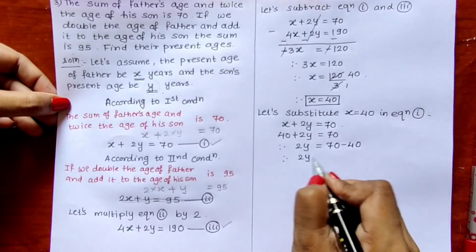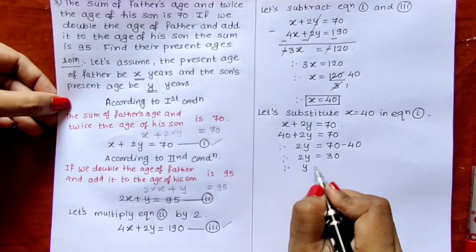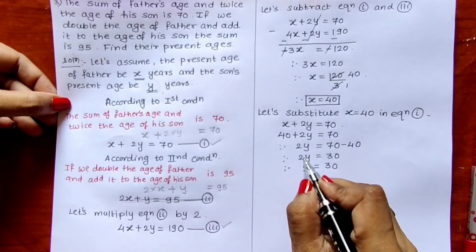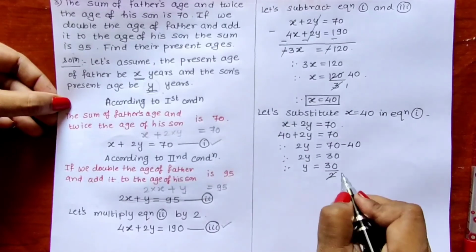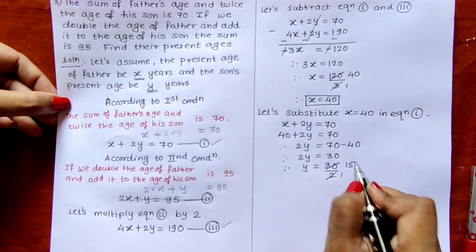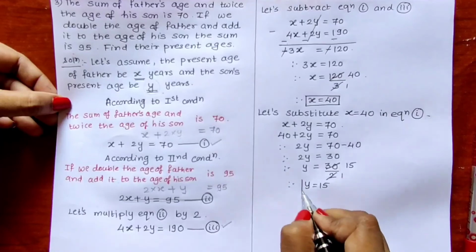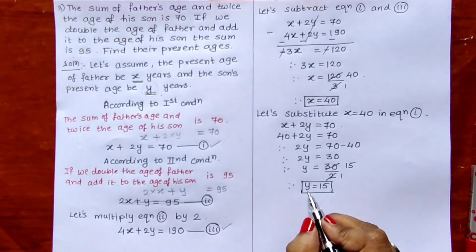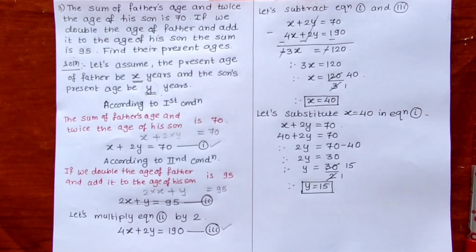Therefore 2y is equal to 70 minus 40 will be 30 and therefore y is equal to 30 and this 2 transfer, this is multiply by 2, when we transfer it becomes divide by 2, 2 ones are 2, 2 15s are 30 and therefore y is equal to 15. So now we have got the son's age also. Son's age we have considered as y and y is equal to 15 means son's age is 15 years.